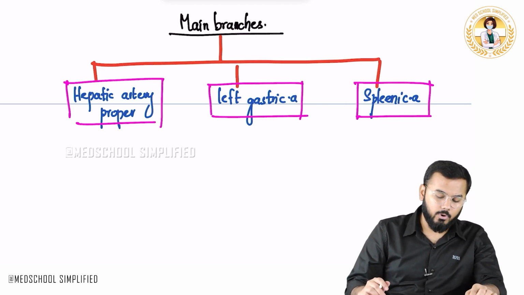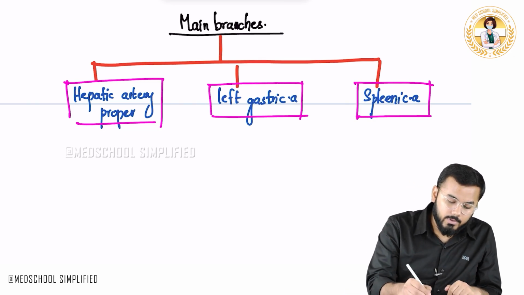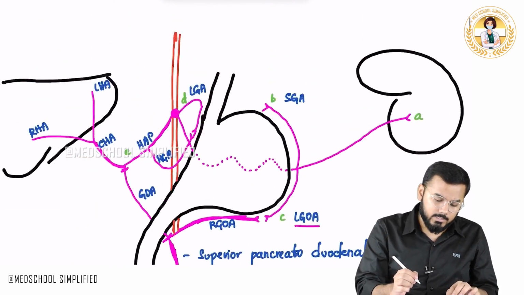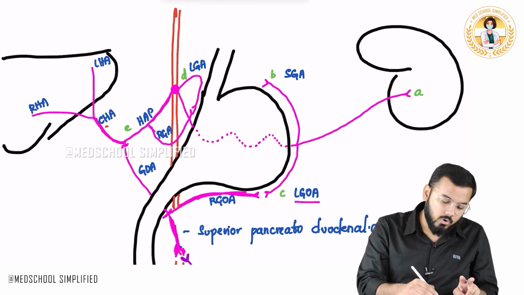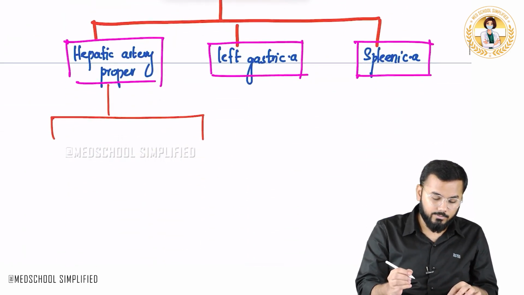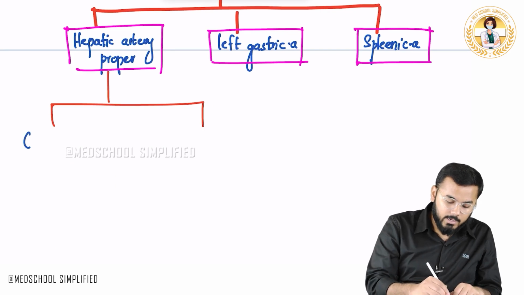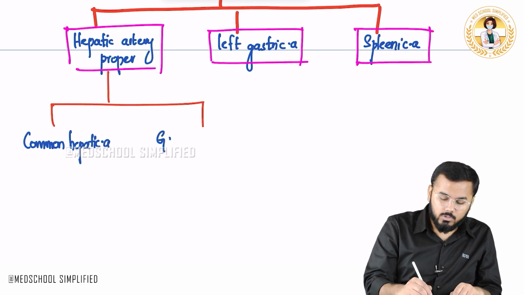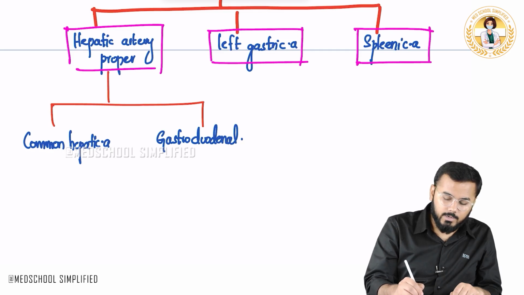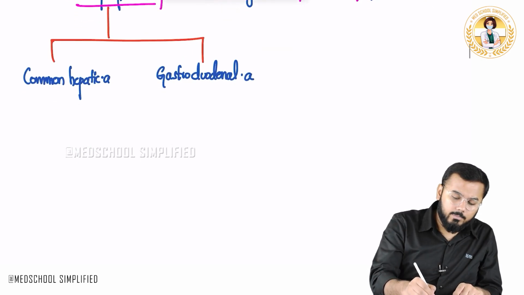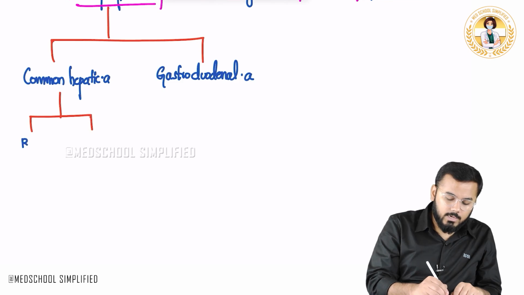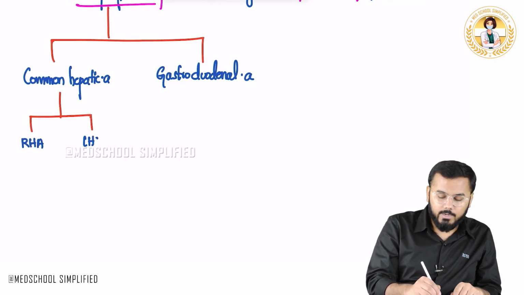Now this hepatic artery proper, as I have already told you, will mainly divide into two main branches. So what are those two main branches? See, hepatic artery proper dividing into two main branches. One is called the common hepatic artery and the other is the gastroduodenal artery, right? Okay, this hepatic artery proper will further divide into two branches I told you. What are those two branches? One is called the right hepatic artery, another one is called the left hepatic artery.